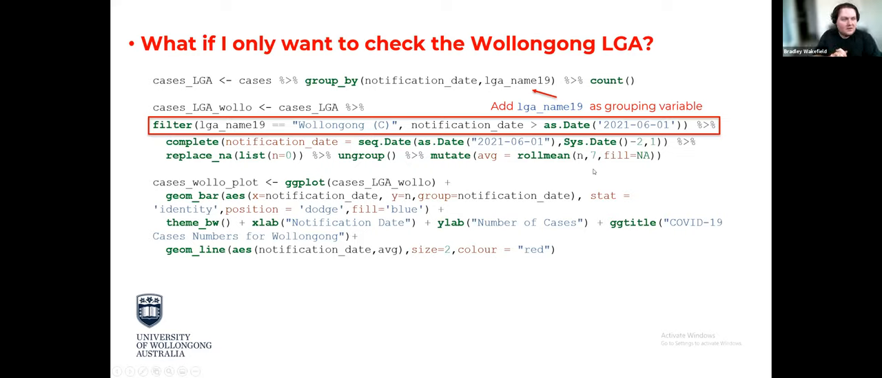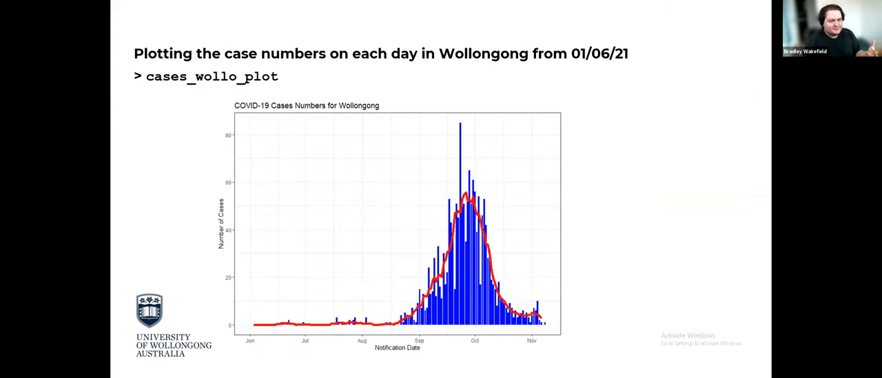All right, and then we just have to produce our ggplot for the Wollongong LGA. We again use the same kind of arguments as we had before, except I've changed the title to reflect that we're only looking at Wollongong. But again, all I've done is changed the data set here. Instead of cases New South Wales, we're using cases LGA Wollongong. And I've changed my title down here, but the rest of the code is effectively the same. And I get this kind of visualization. So we can see, you know, we had a bit of a rough time in September and October, but we're kind of coming out of it now.